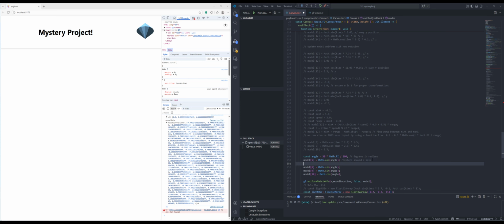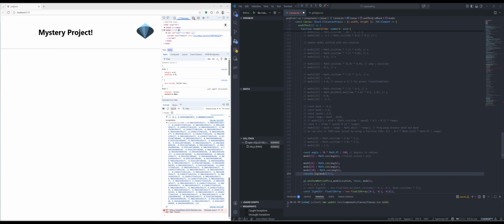Interesting. Let's do log of model 15. I need to look at it. Oh yeah, I mean 515. What 15? I need to look at it. Let's move it actually down here.